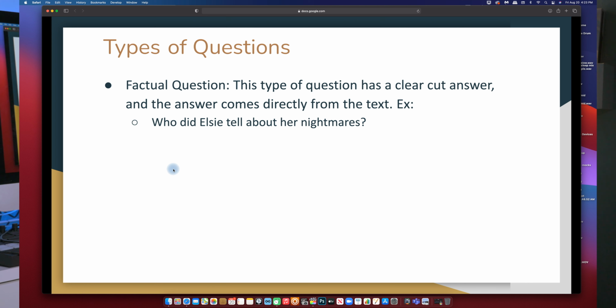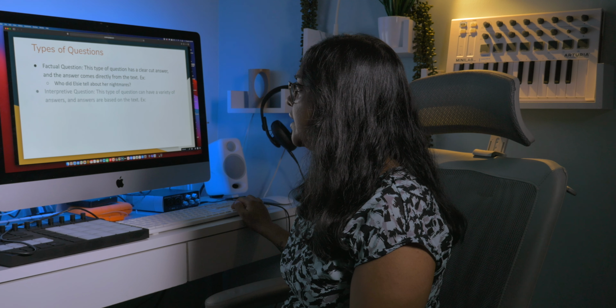So we have factual questions, and this type of question has a clear-cut answer, and the answers come directly from the text. So for example, we might have, who did Elsie tell about her nightmares? Or even like, what was the name of Elsie's friend, etc. So it's just very, very clear cut. You just go directly to the text and get those answers from the text.